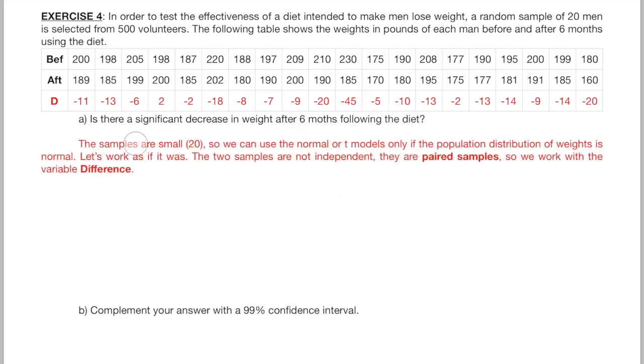The samples are small, 20, so we can use the normal or the t-models only if the population distribution of weights is normal. Let's work as if it was. The two samples are not independent, they are paired samples, so we work with the variable difference. The null hypothesis is the equality: the mean weight after the diet equals the mean weight before the diet. The alternative hypothesis is the inequality: the mean after the diet is less than the mean before. We express this hypothesis in terms of the difference. The mean of the difference equals 0, and the mean of the difference is less than 0.